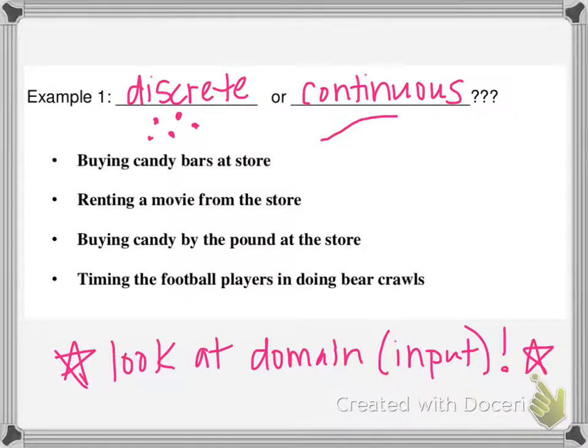Buying candy bars at a store. So for all these examples, we're trying to determine, are they discrete or are they continuous? If I'm buying candy at a store, think about what you're going to be doing. You're going to bring candy bars up to the register. They're going to figure out how much it costs, and then you pay. So to me, it's like the number of candy bars is going to determine the cost. So number of candy bars, that would be my input. And that helps determine the cost, which is my output.